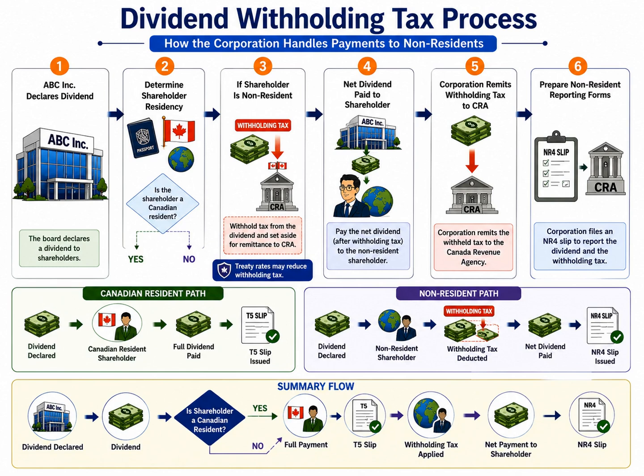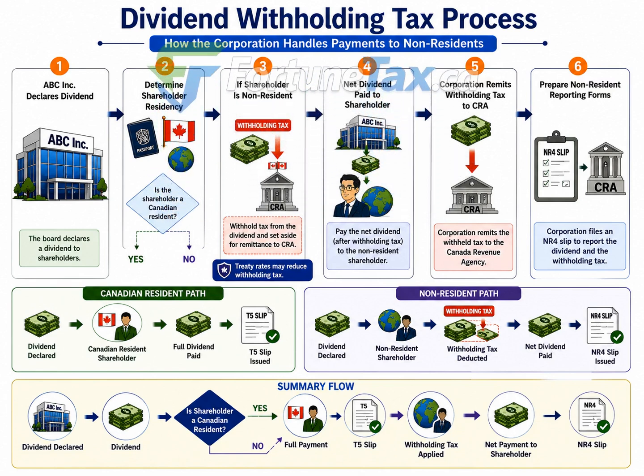Unlike Canadian resident dividends, which are reported on a T5 slip, dividends paid to non-residents are reported on an NR4 information slip. The NR4 reports both the gross dividend and the amount of withholding tax that was deducted and remitted to the CRA. The key concept to remember is that the corporation follows two different reporting paths depending on the shareholder's residency.